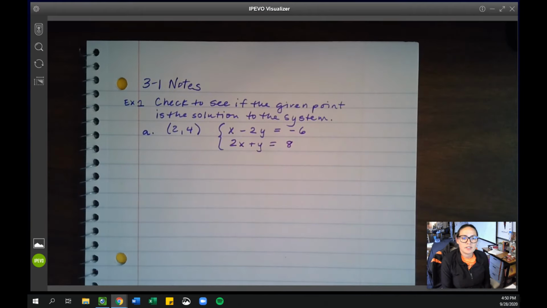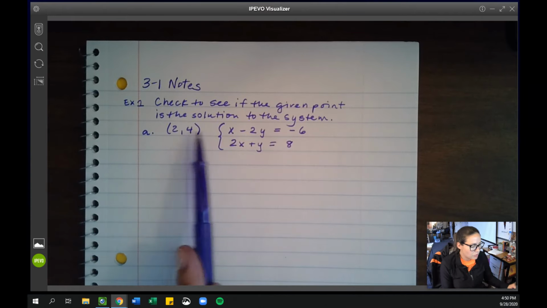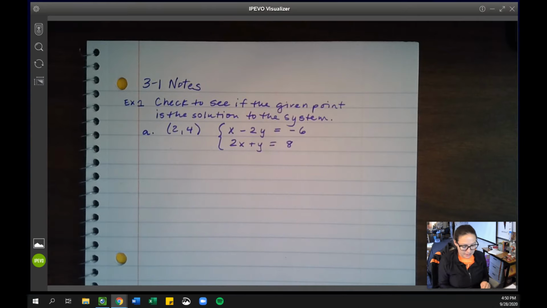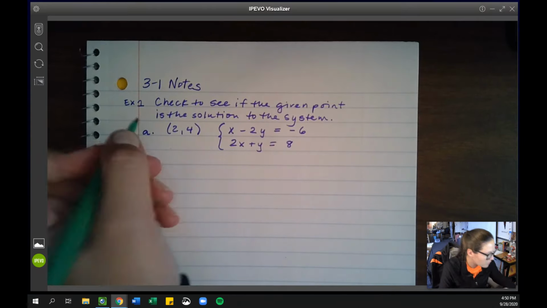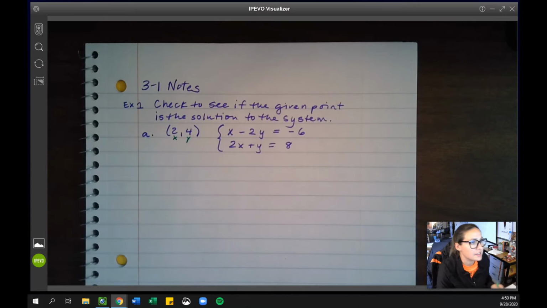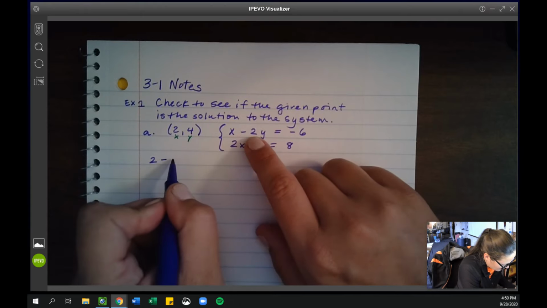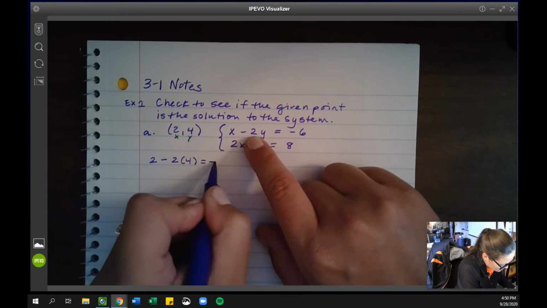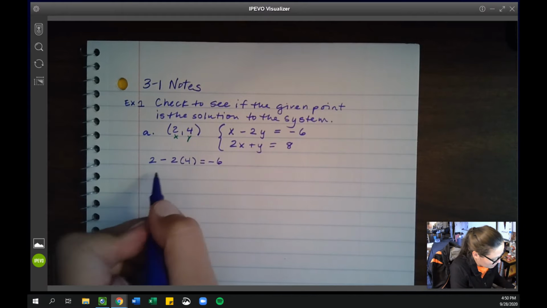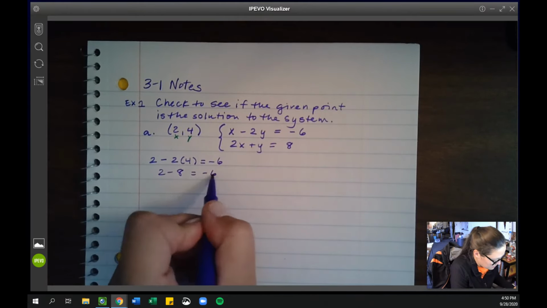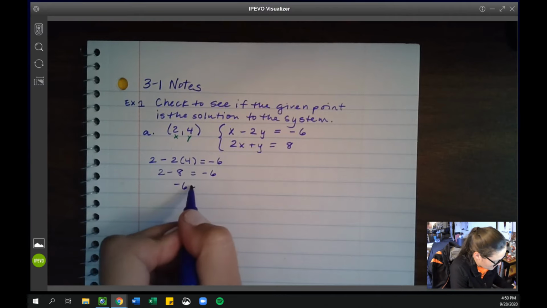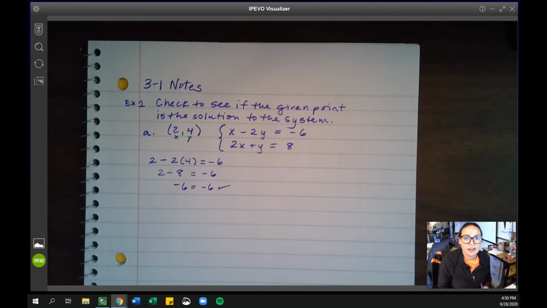Like I mentioned in class, the only way for a point to be the solution is that it has to work in both equations. It has to make both equations true. So this is my x and this is my y. I'm going to plug it into each equation and see how it works out. So x is 2 minus 2 times 4 equals negative 6. Well, that's 2 minus 8, which is negative 6. So that one works. And I can't stop here.